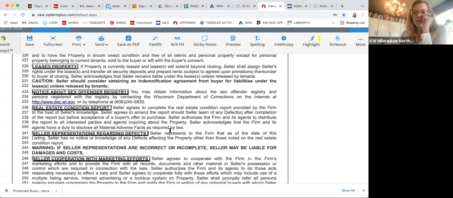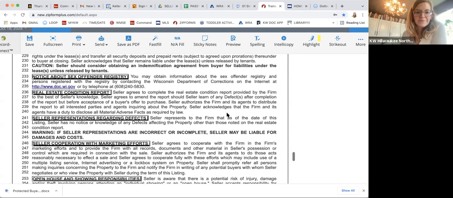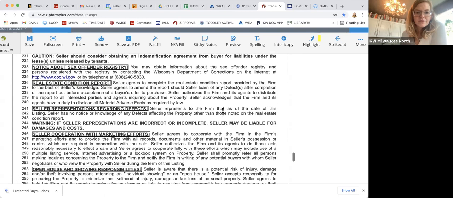Leased property. So if the property is currently leased, the leases will extend beyond closing, and seller will assign those rights and transfer all security deposits and prepaid rents to the new owner. So that's all handled on the closing statement. Notice about Sex Offender Registry. If anyone has questions about any sex offenders in the area, they can consult this website.